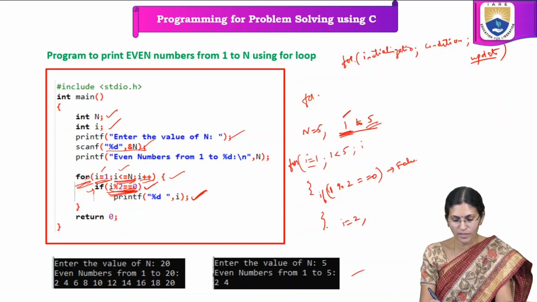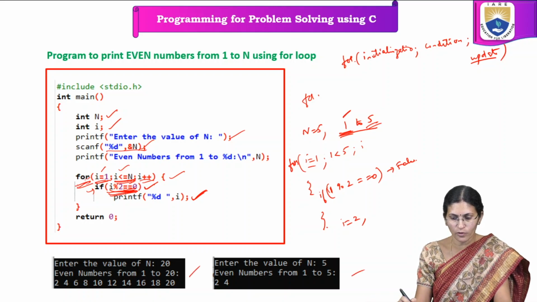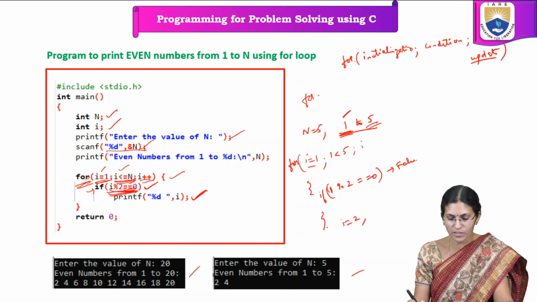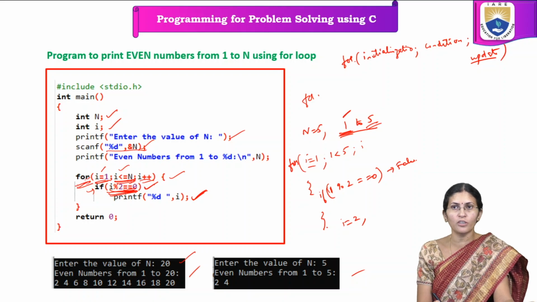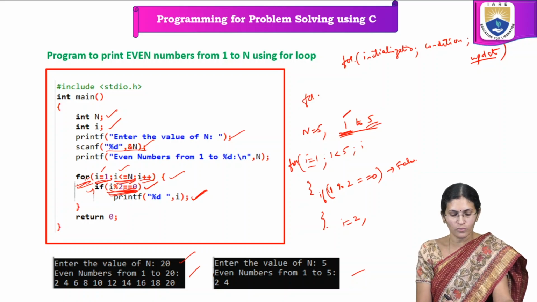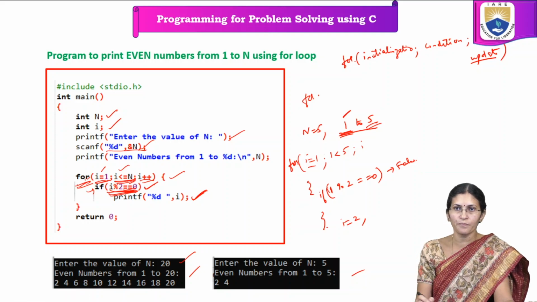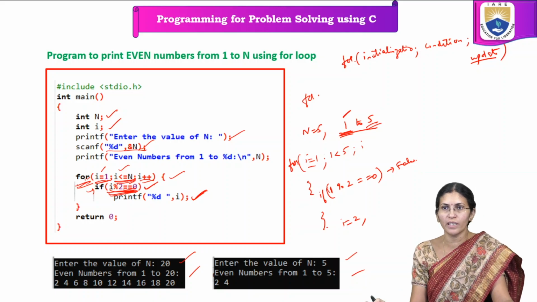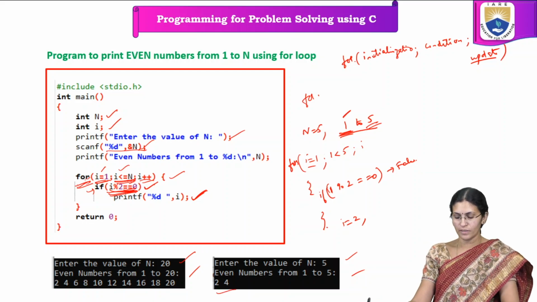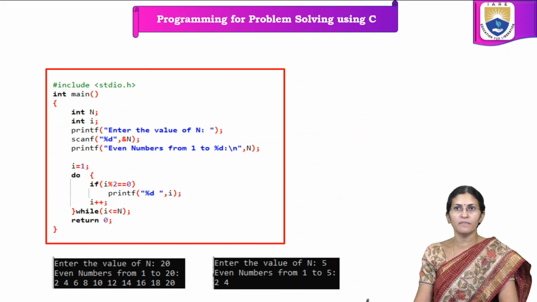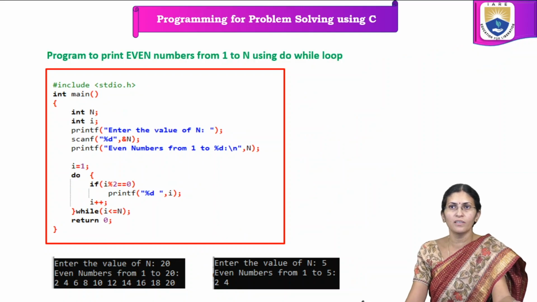These are the two test cases which we have run for this program. In the first case, we have entered the value of 20. These are the even numbers from 1 to 20: 2, 4, 6, 8, 10, 12, 14, 16, 18 and 20. Similarly, when you enter the value of n as 5, you can see that 2 and 4 are printed. So in this way, we can write the program to print even numbers from 1 to n using for loop.